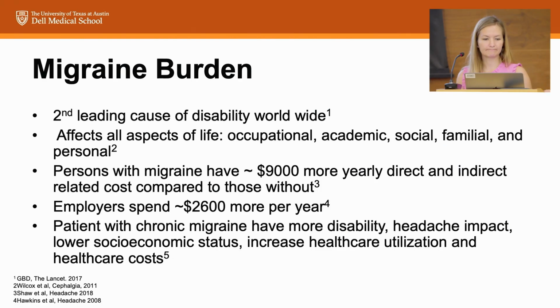And why do we care about this? Migraine has a heavy burden, heavy load of disability. We know it's the second leading cause of disability worldwide among all comers, second to back pain. In age groups between 16 and 46, it is the number one cause of disability. We know that it tends to affect all aspects of life: occupational, academic, social, family, personal. People who have migraine have about $9,000 more in yearly direct and indirect costs compared to those who don't have migraine. And if you are a working adult, your employer will probably spend around $2,600 more a year on patients who have migraine. And we know that patients who have chronic migraine tend to have more disability, headache impact, low socioeconomic status, and increased healthcare utilization and costs.